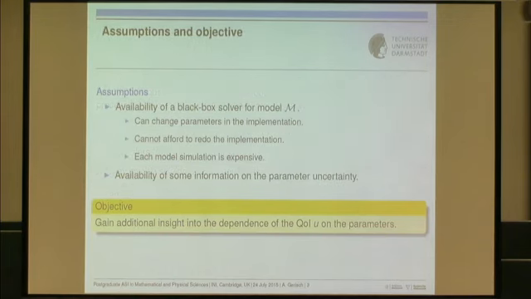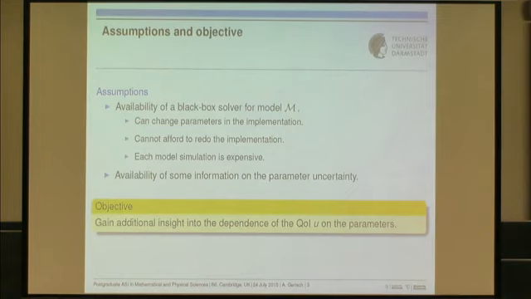What do we assume now, and what is our objective? A principal assumption, which I will always come back to, that's not 100% necessary, but a very convenient one: you have your model M and you have a black box solver for that. You just solve it. You don't want to care about the implementation. And in this particular implementation that you have, you can maybe even easily change the parameters and solve the model again and get your quantity of interest corresponding to modified parameters.